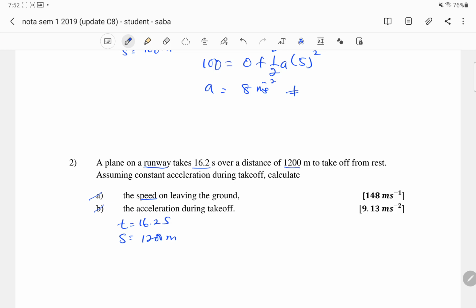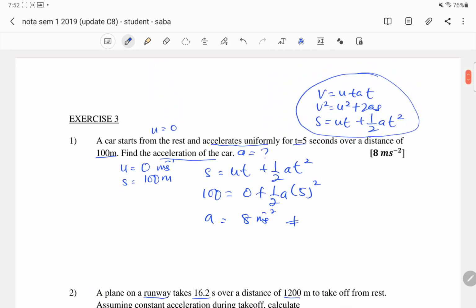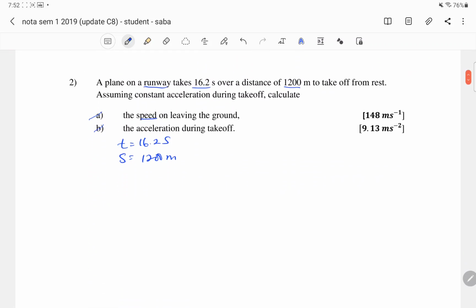Okay, so here you have to know the acceleration. Okay, we find the acceleration first. Why do we want to find the acceleration? Because all three equations that we have here require us to get the acceleration first. Okay, so we find the acceleration. s equal to ut plus half at squared.